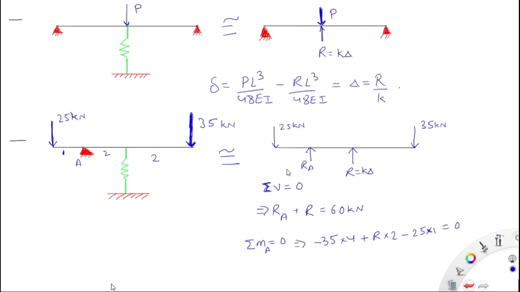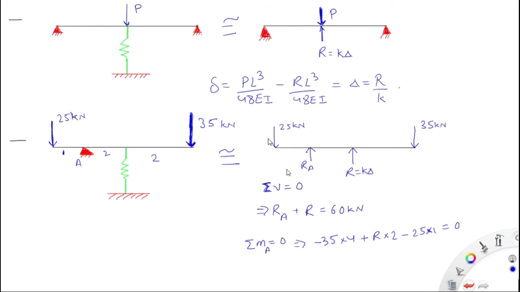So in this question, once again, this is the only support given, and this is a spring. So this has been changed into reaction of A, then reaction by the spring, K delta. K is the spring constant, delta is the deflection of the spring. This is 25 kilonewton acting here, and 35 kilonewton acting on the right hand side, and 25 kilonewton on the left hand side.